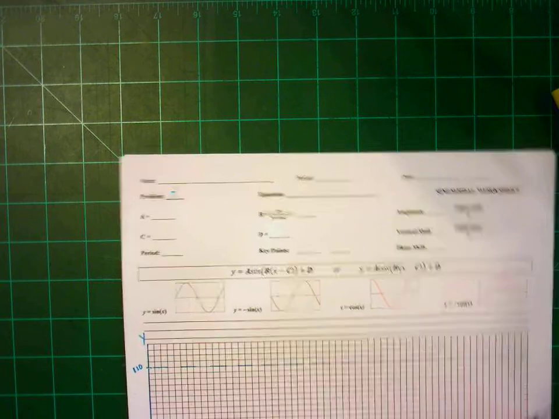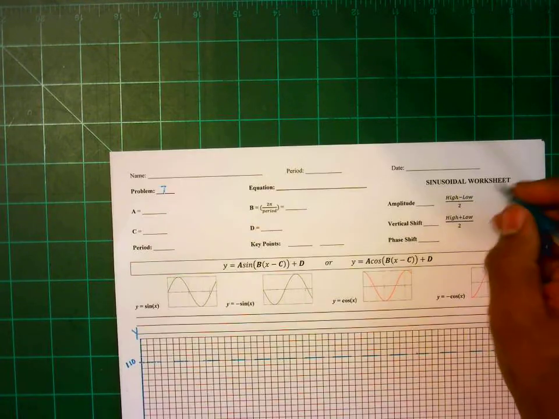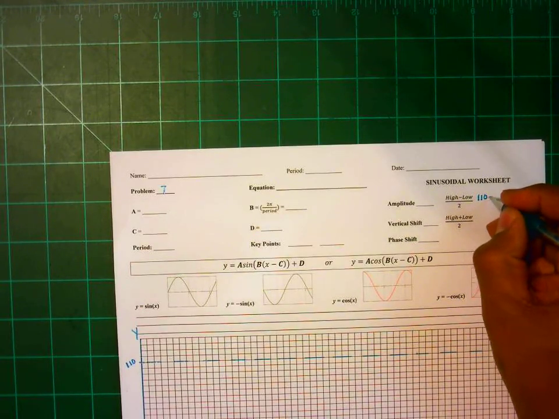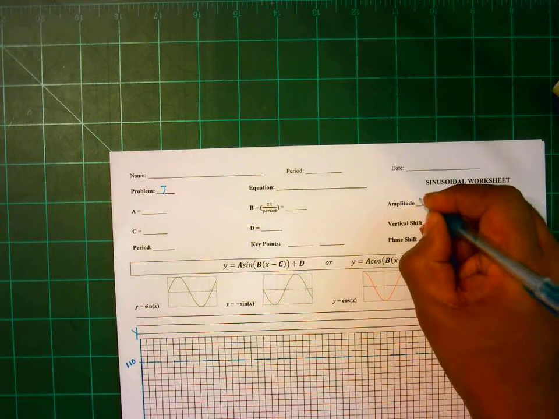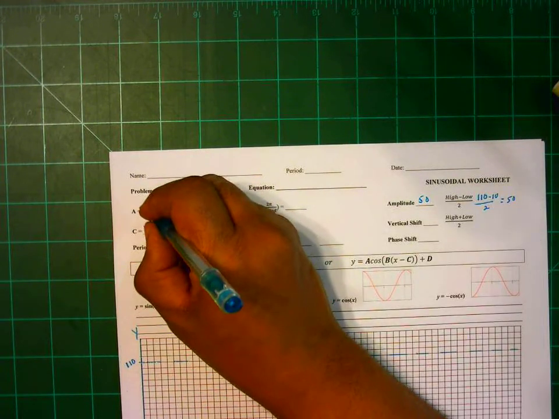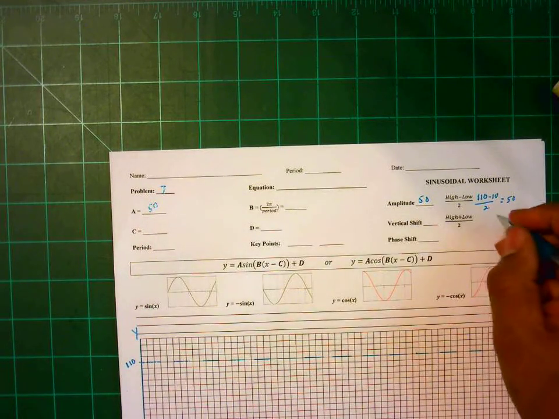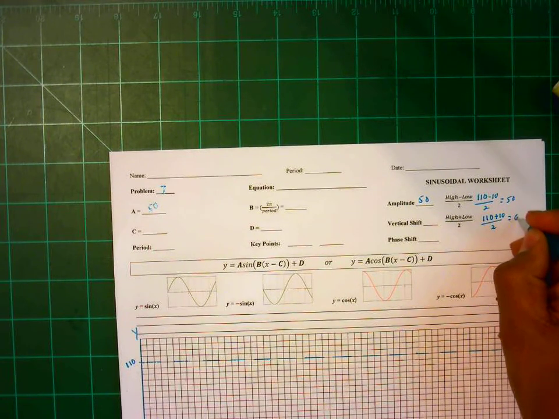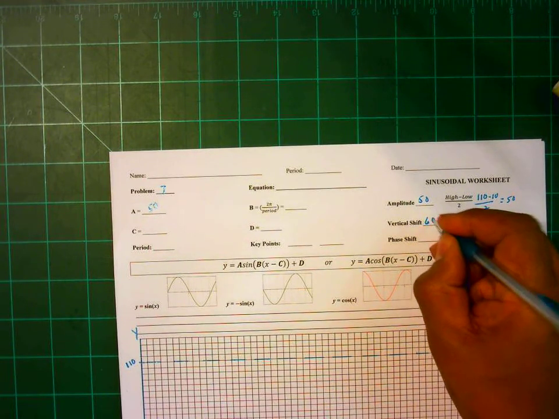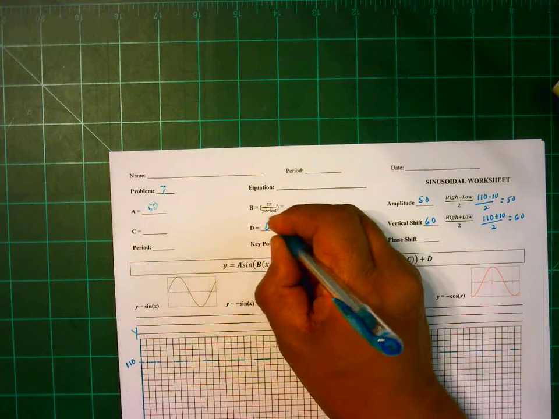Okay, now let's find the amplitude. Amplitude is going to be 110 minus 10 divided by 2, or 50. Amplitude is 50. A is the amplitude, so that's 50. The vertical shift is going to be 110 plus 10 divided by 2, so that'll be 60. Vertical shift is 60.